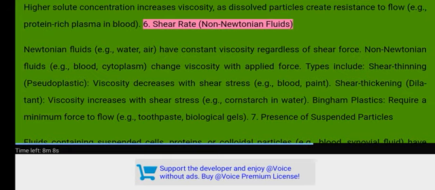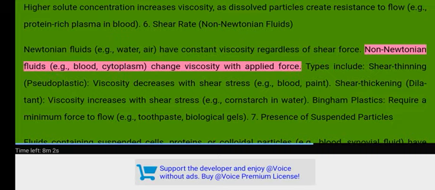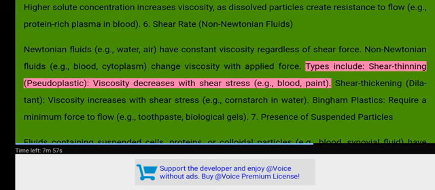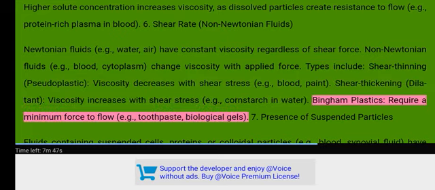6. Shear rate. Non-Newtonian fluids. Newtonian fluids, e.g., water, air, have constant viscosity regardless of shear force. Non-Newtonian fluids, e.g., blood, cytoplasm, change viscosity with applied force. Types include shear thinning, pseudoplastic: viscosity decreases with shear stress, e.g., blood, paint. Shear thickening, dilatant: viscosity increases with shear stress, e.g., cornstarch in water. Bingham plastics require a minimum force to flow, e.g., toothpaste, biological gels.